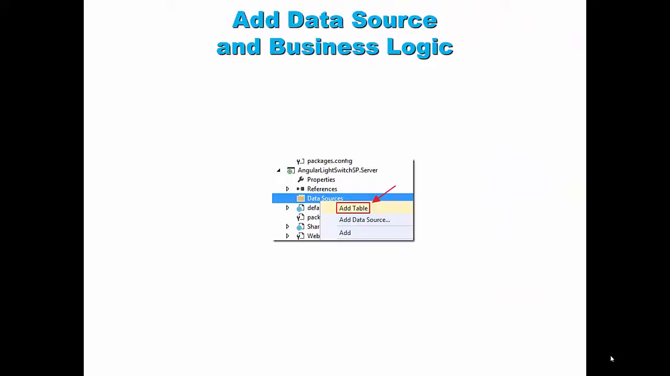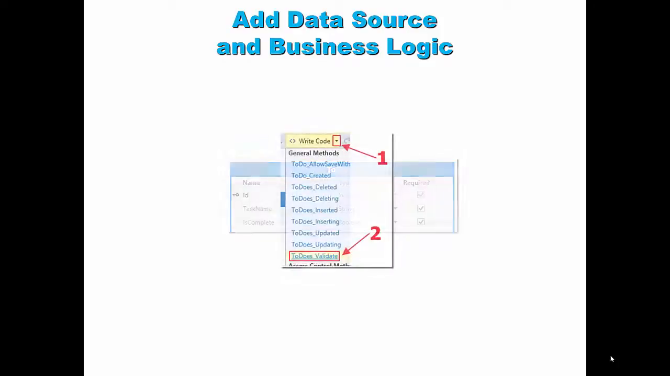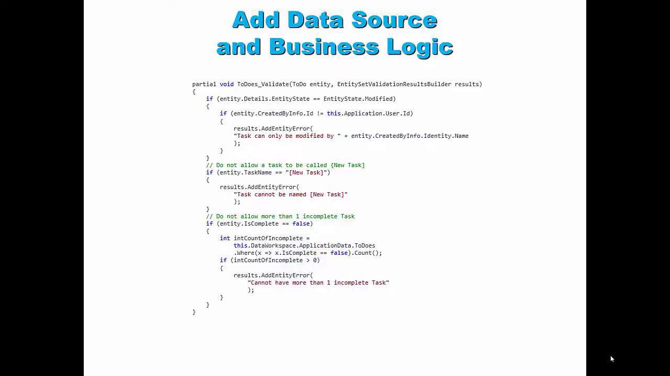First, we'll add a table to the server project. We'll add a to-do table. We will then wire up the validate method, and we'll use the following code. This code will only allow a person to create a task where the task is not named new task. Also, they can only have one task that is incomplete. In addition, only the person who created a task will be able to modify the task.